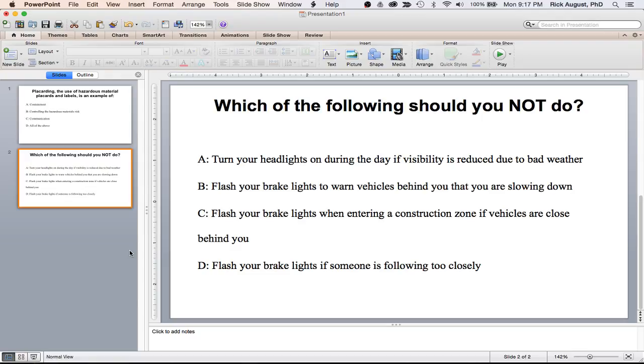C and D are one and the same possible option. C and D both are people that are potentially tailgating you. This is the way that you deal with tailgaters.